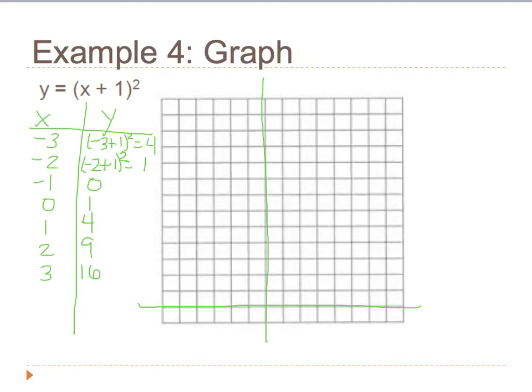So plot my points. -3, 1, 2, 3, 4. -2, 1. -1, 0. 0, 1. 1, 4. 2, 9. This one is a quadratic. It's a parabola when you graph it. It's supposed to be a U shape.